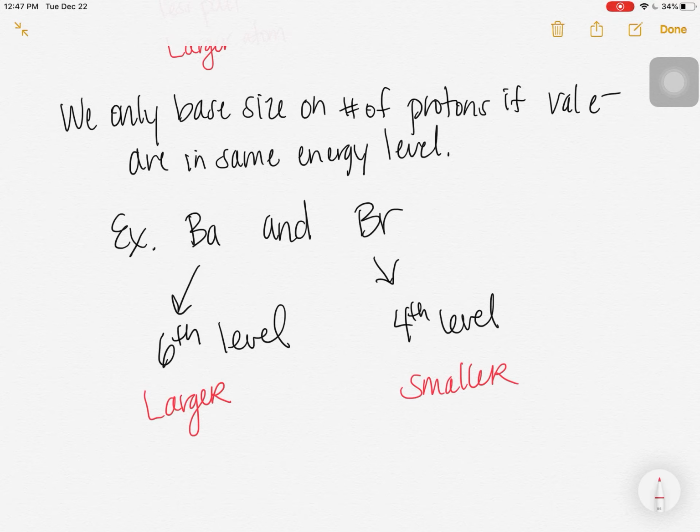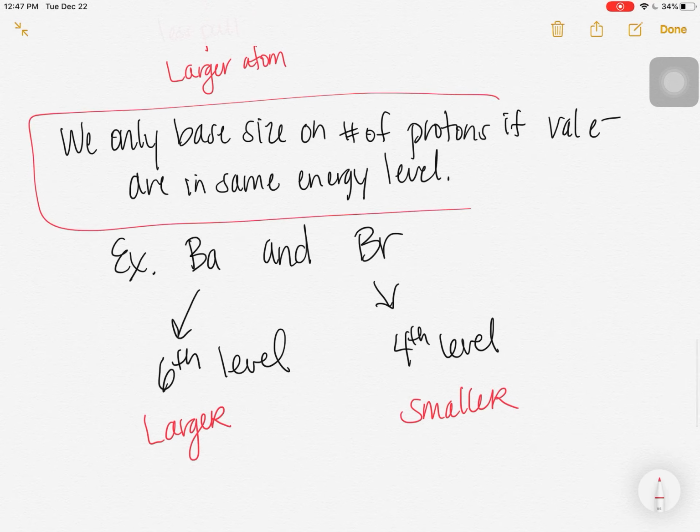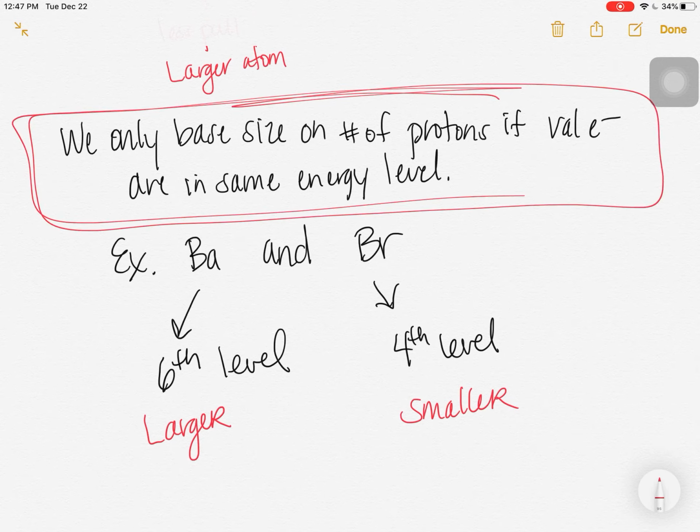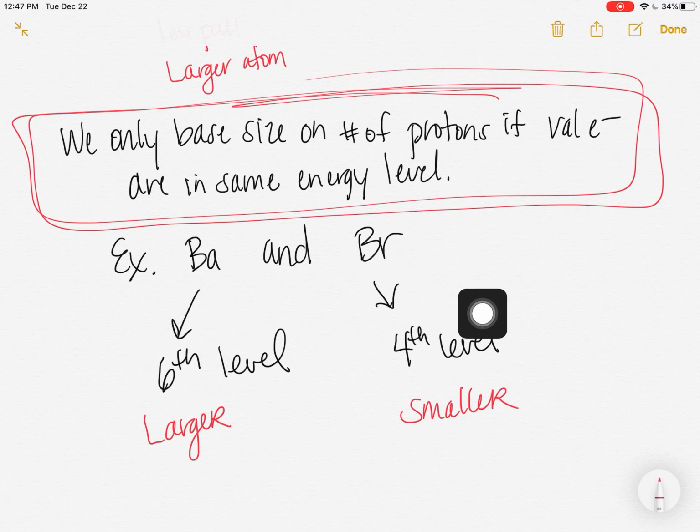See, because what happens is barium has more protons, but it can't outdo the fact that barium's electrons are farther from the nucleus to start with. So this is huge, okay? This is a really big discussion that we only are going to talk about protons if they're in the same energy level, and they weren't here. I had level 6 versus level 4, so my reasoning is going to go back to energy level, and this discussion is kind of over.